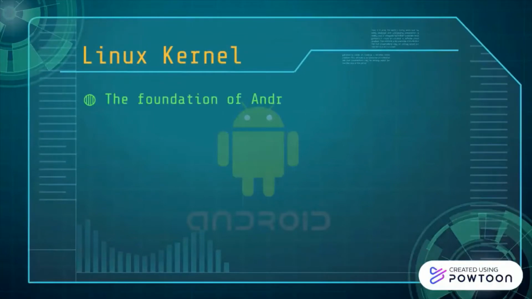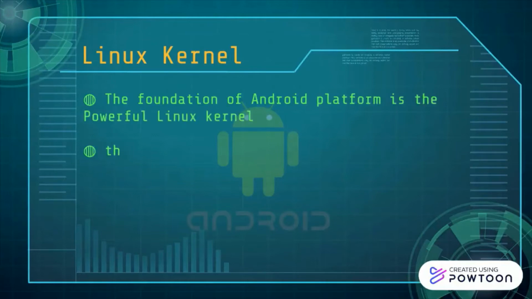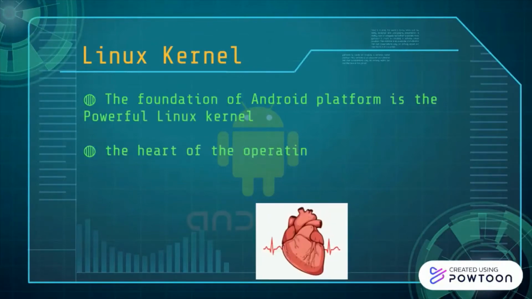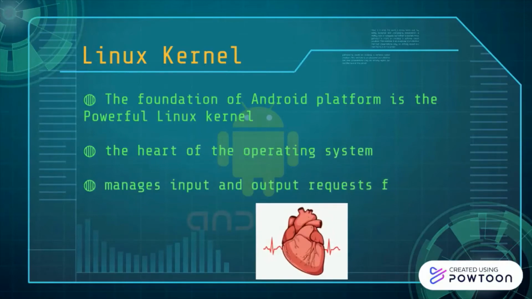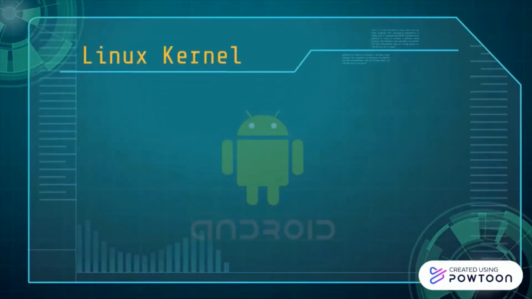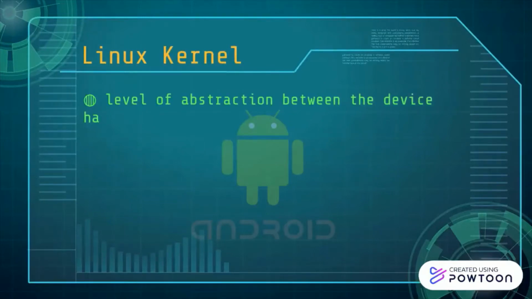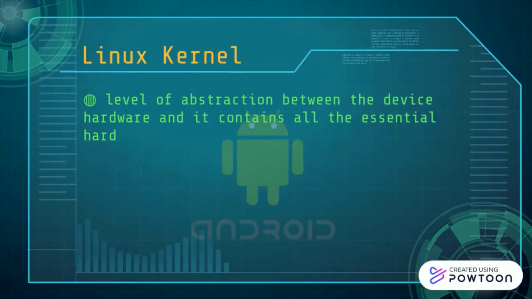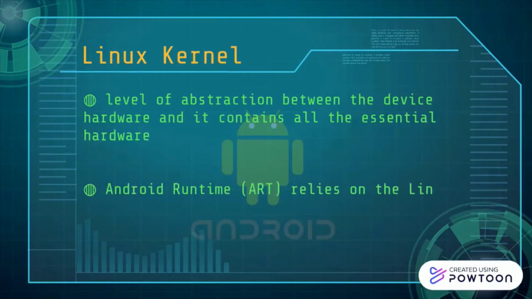Firstly, Linux kernel. The foundation of the Android platform is the powerful Linux kernel. The kernel is the heart of the operating system that manages input and output requests from the software. This provides a level of abstraction between the device hardware and it contains all the essential hardware drivers like camera, keypad, display, etc. Android runtime relies on the Linux kernel for underlying functionalities such as threading and low-level memory management.